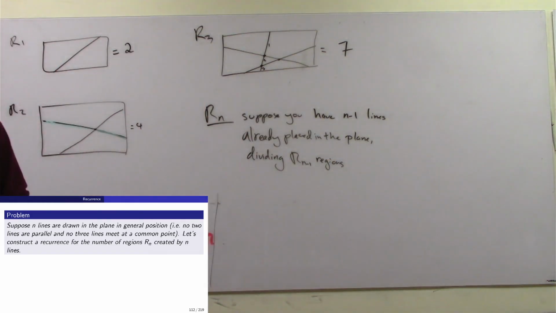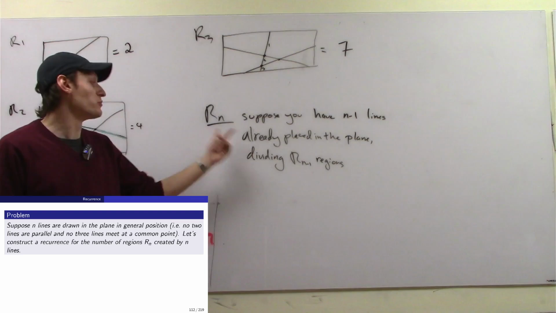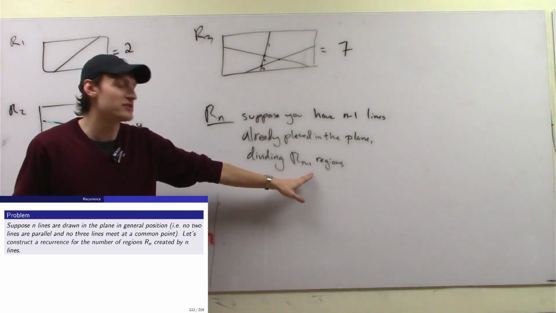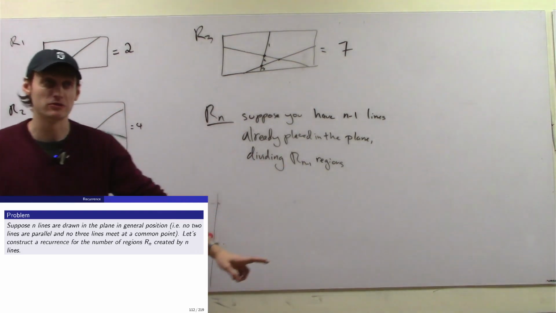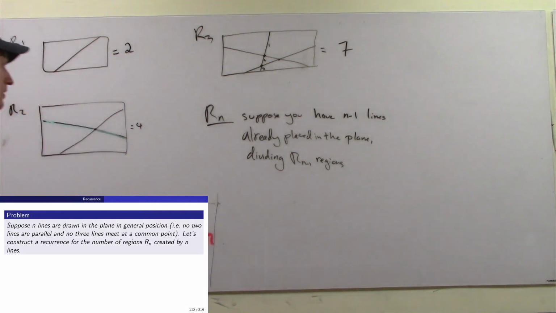This is one of the powerful ideas within a recurrence relation. I don't necessarily know what this is, but I am going to be able to figure out how R sub n relates to it. So I don't know what this is, but I will be able to find a relationship between those two things. So they divide it into R sub n minus 1 regions.